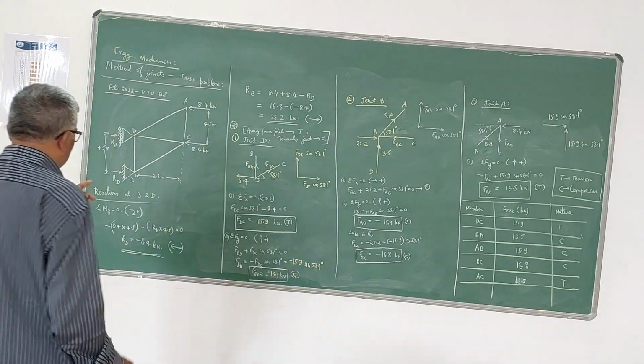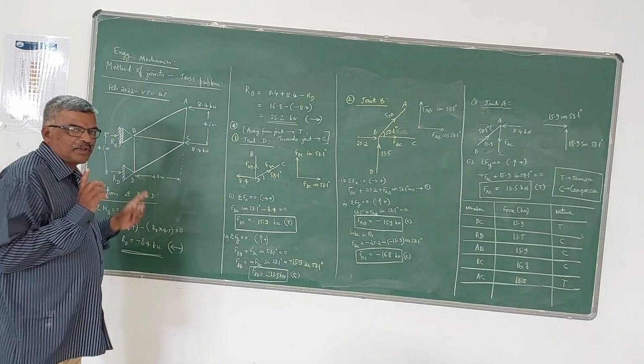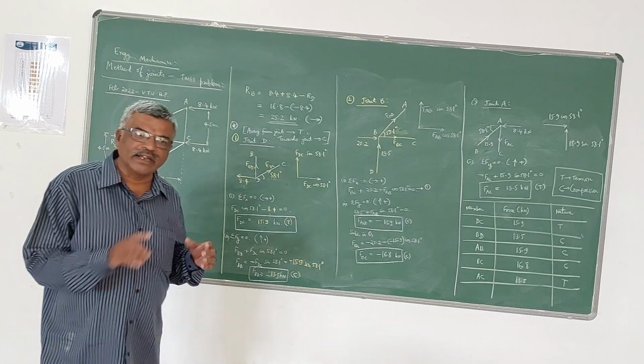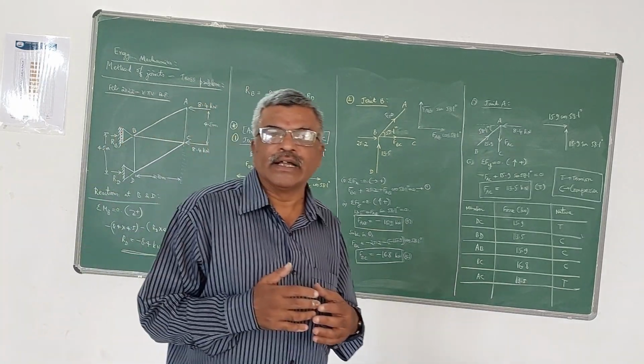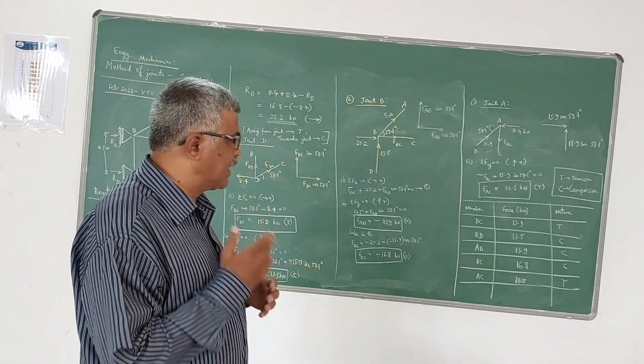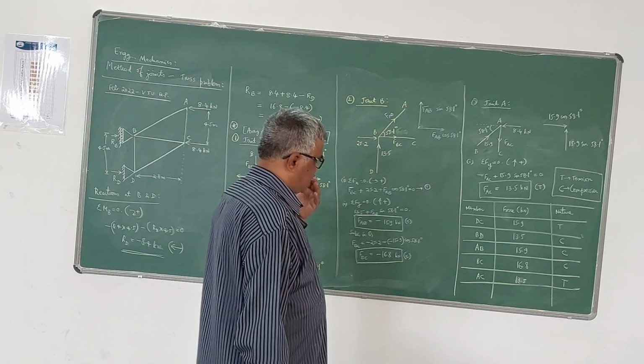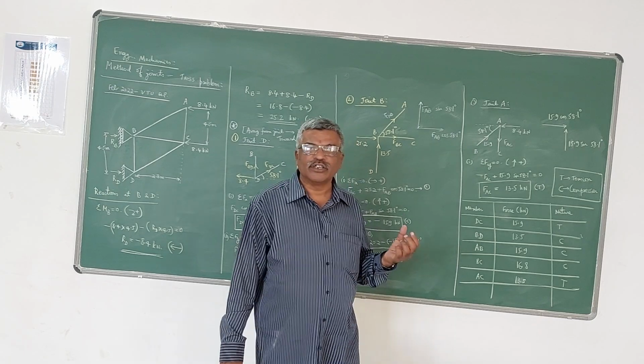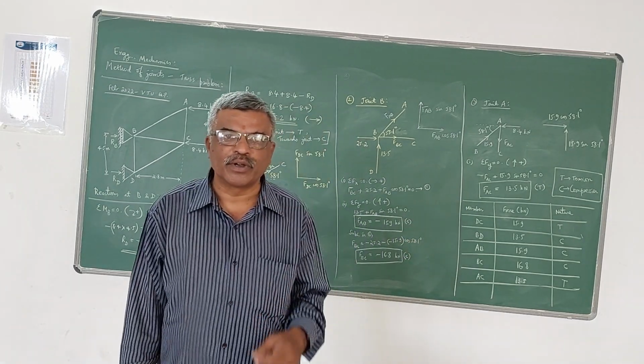In the case of a simply supported truss like this, first step is to find the reactions. Very, very important. Whereas in the case of a cantilever truss, you need not find the reactions. You can start from the free end. So these are the steps which we are going to follow in method of joints for a simply supported truss.